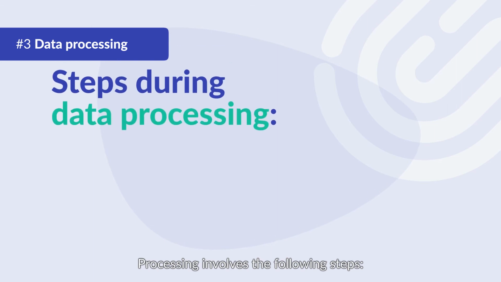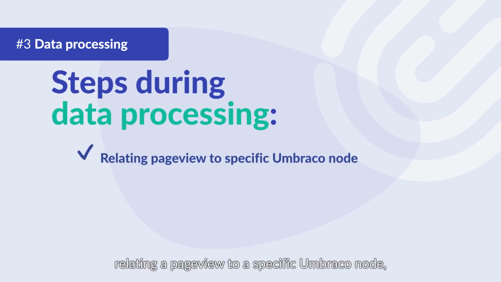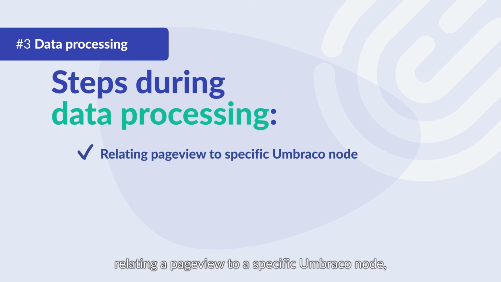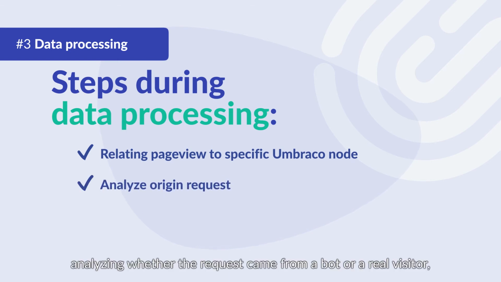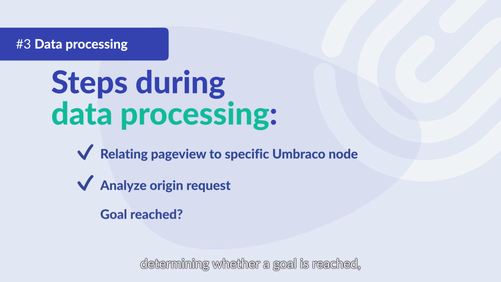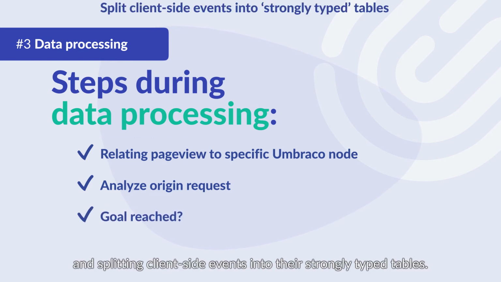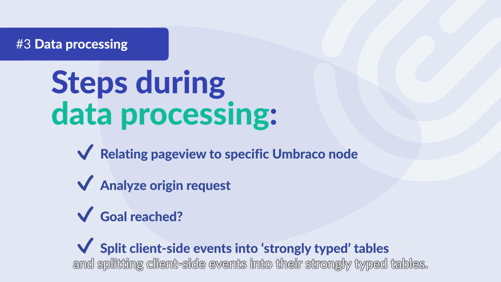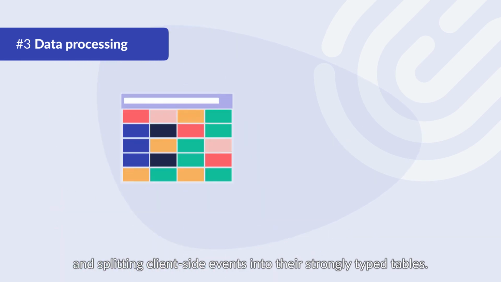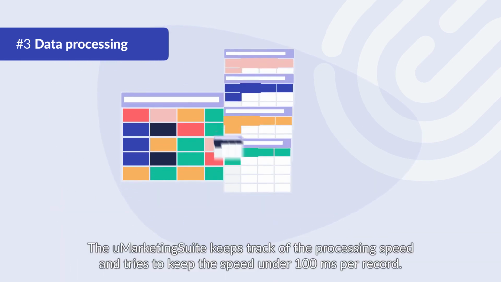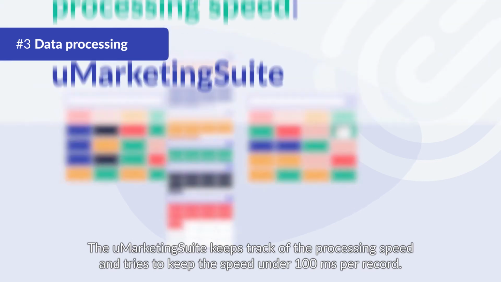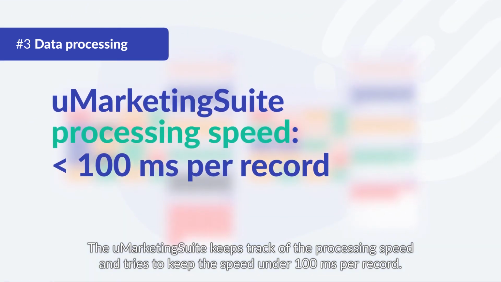Processing involves the following steps: relating a page view to a specific Umbraco node, analyzing whether the request came from a bot or a real visitor, determining whether a goal is reached, and splitting client-side events into their strongly typed tables. The uMarketingSuite keeps track of the processing speed and tries to keep the speed under hundreds of milliseconds per record.